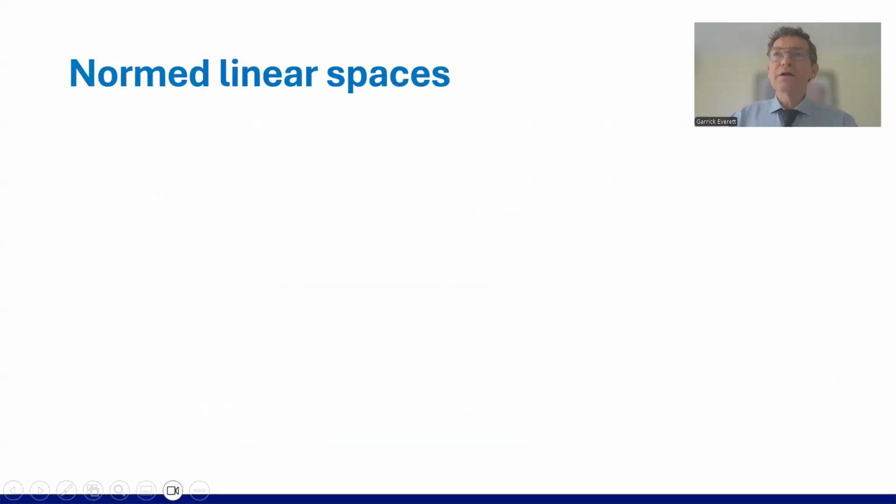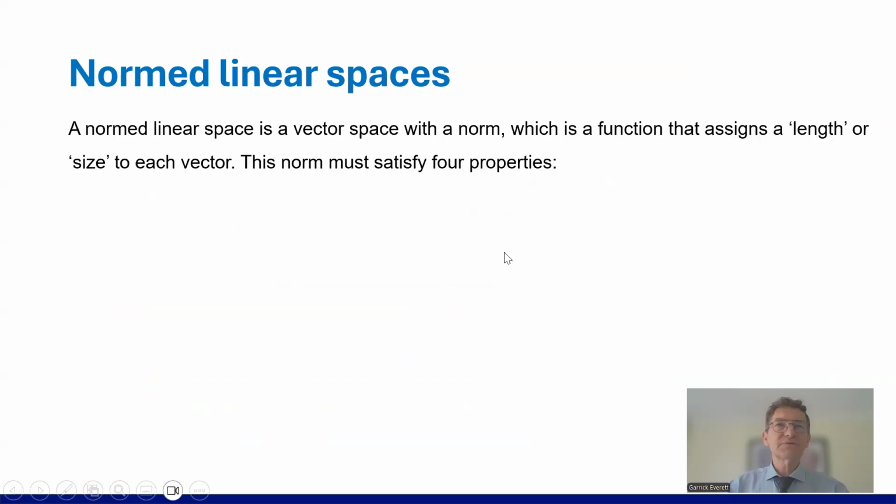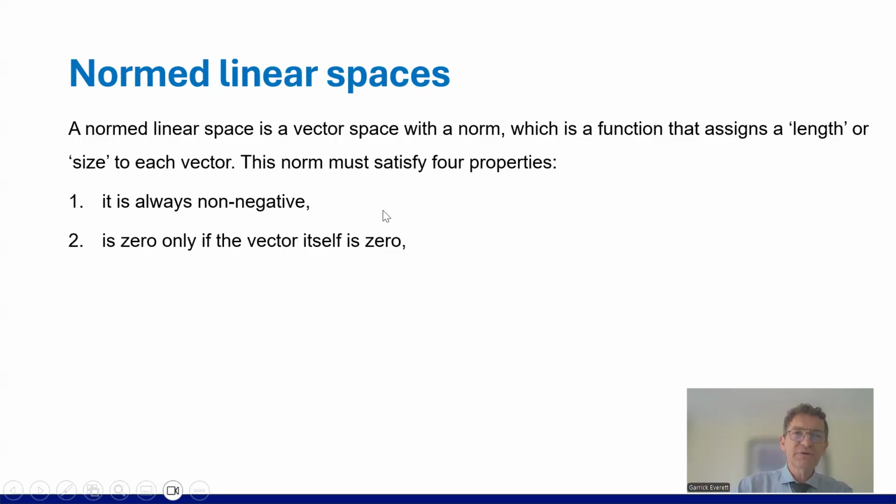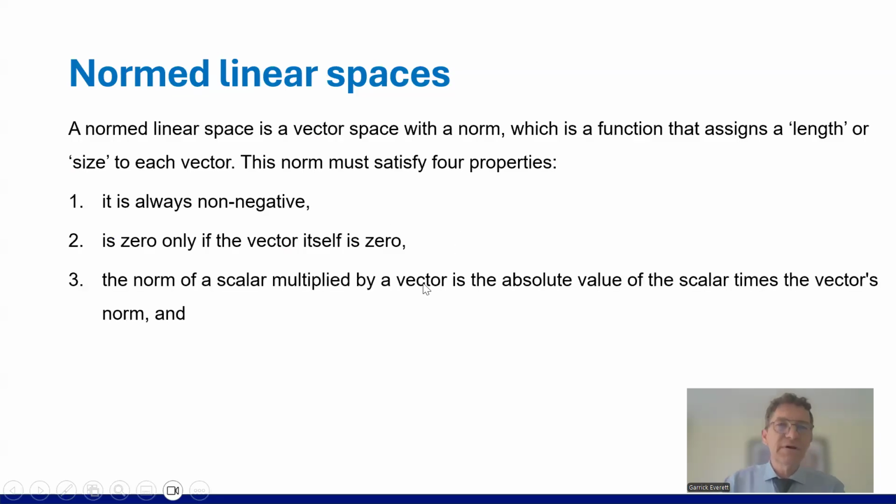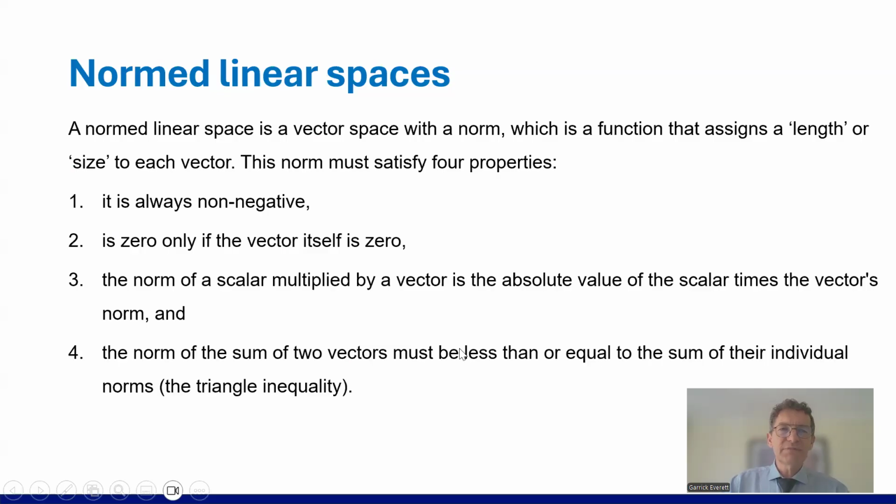Okay. Next one is normed linear spaces. So this one I didn't do an example. I think I just did the definition here. A normed linear space is a vector space with a norm, which is a function that assigns a length or a size to each vector. This norm must satisfy four properties. It's always non-negative. It's zero only if the vector itself is the zero vector. The norm of a scalar multiplied by a vector is the absolute value of the scalar multiplied by the vector's norm. And the norm of the sum of two vectors must be less than or equal to the sum of their individual norms, which is a triangle inequality. So you're effectively proving the same three things in four steps.